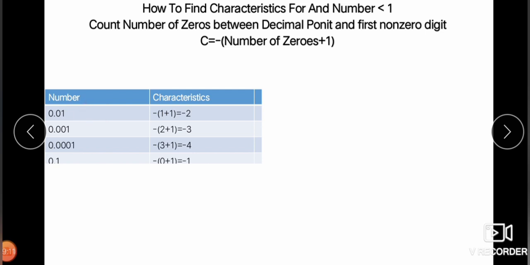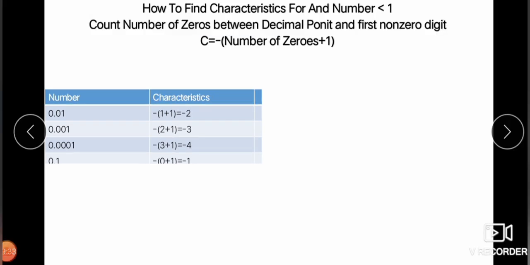Power of 10 is minus 2. Then 0.001 has 2 zeros, 1, 2 after decimal, and hence characteristics is minus of 2 plus 1 is equal to minus 3. So this is 10 raised to minus 3.